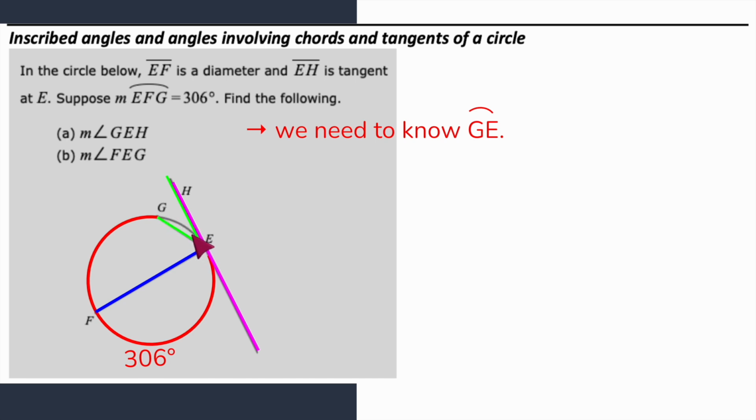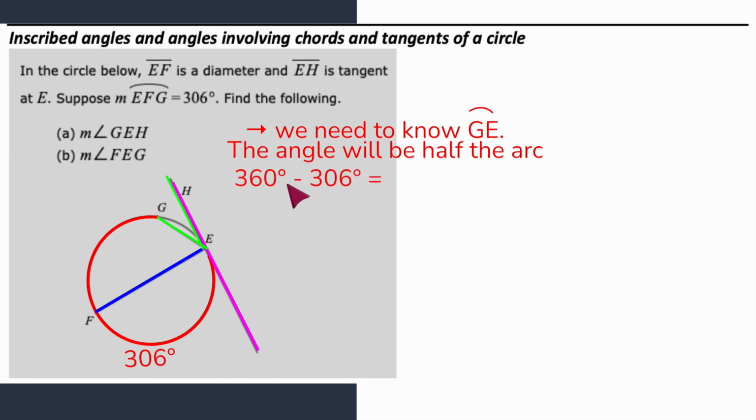I don't necessarily know what that is, but I do know, if you notice, this red goes all the way around from kind of green to green, right? The only thing left out is the part of the arc that I need. So I can take the whole circle, the whole 360, and subtract that 306 degrees. And that'll be what's left over for this arc GE, right? And now I can take that arc and divide it by 2, because if I have the arc, I can divide by 2 to go to the angle. So the angle has to be 27 degrees.